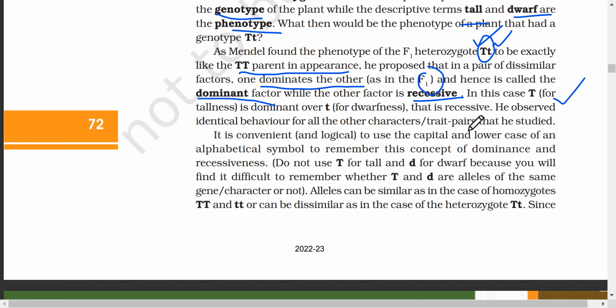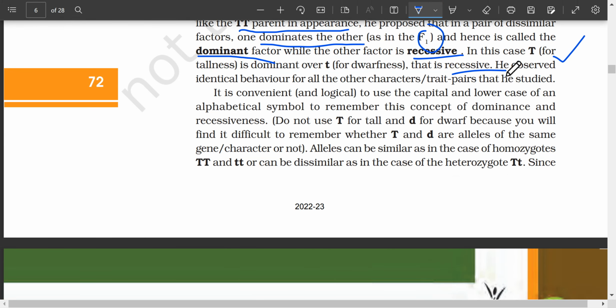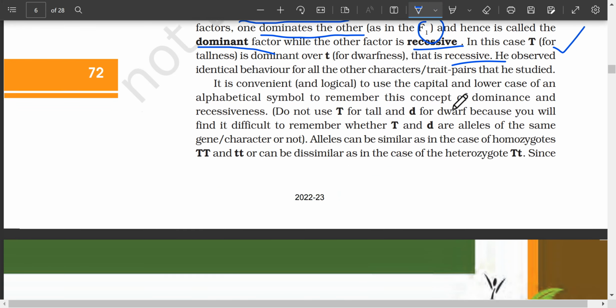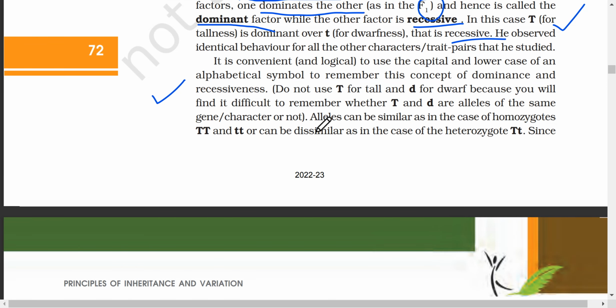In this case, capital T for tallness is dominant over small t, which is for dwarfness, that is recessive. He observed identical behavior for all the other characters, trait pairs that he studied. It is convenient and logical to use the capital and lower case of an alphabetical symbol to remember this concept of dominance and recessiveness. मतलब जो dominant वो capital, recessive तो small. Fine. So it's kind of easy.